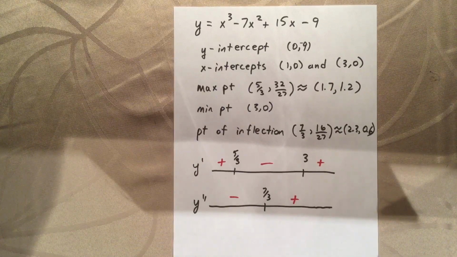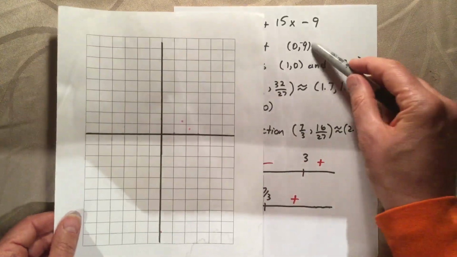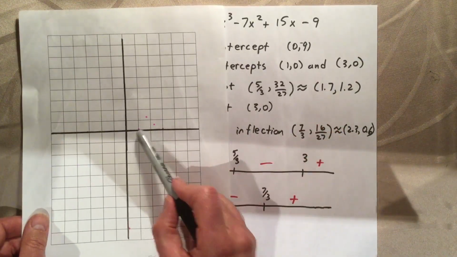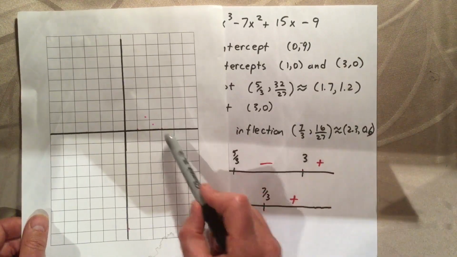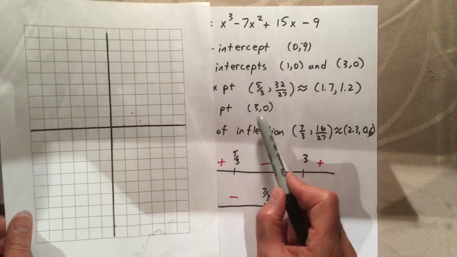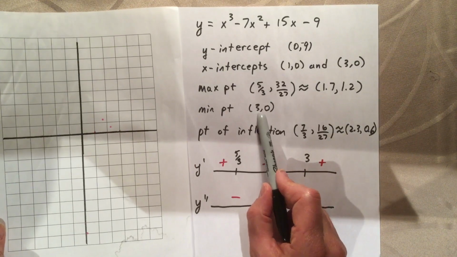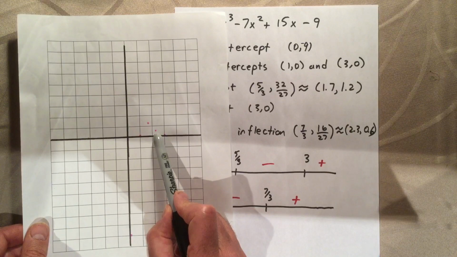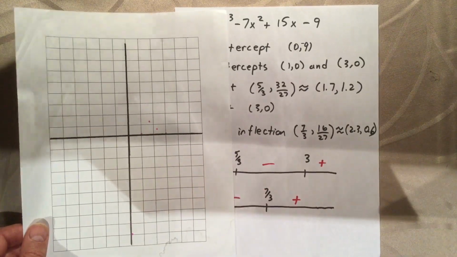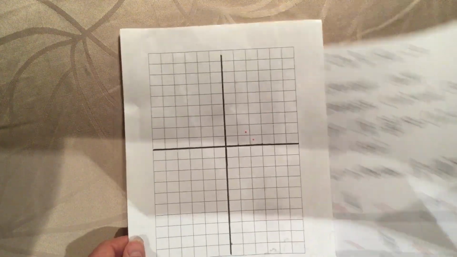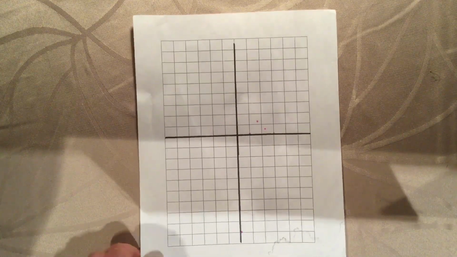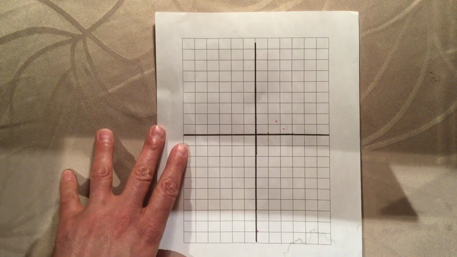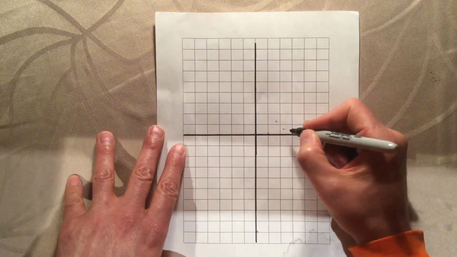So now we're going to do our best to graph it. We plot the point (0, -9). We plot the x-intercepts of (1, 0) and (3, 0). We know this will be a minimum. We have a minimum point at (3, 0), like we said. Our point of inflection at (7/3, 16/27) is right here. At that point, we want to see that we go from a curve that is concave down to a curve that's concave up. So what we're going to do, I'm going to start here.